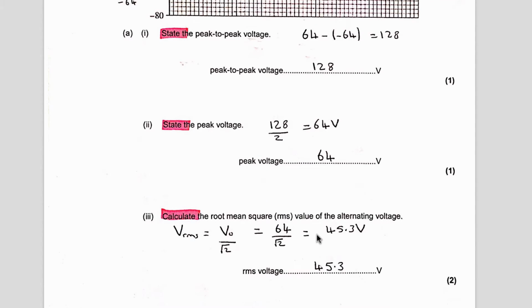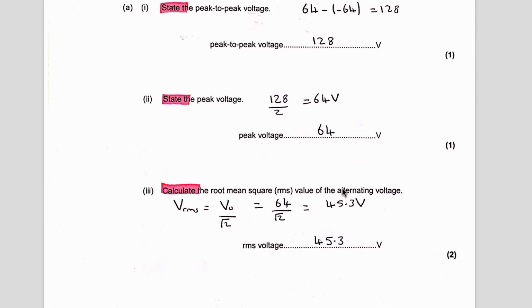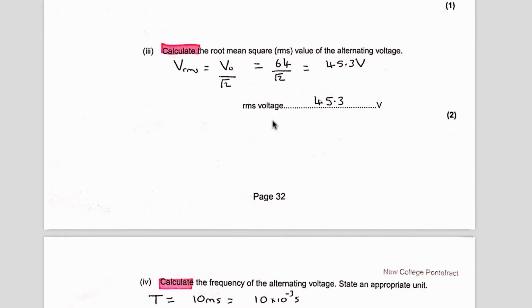We're then asked to calculate the root mean squared value of the alternating current. So root mean squared voltage is equal to the peak voltage divided by root 2. We've just worked out the peak voltage in the last part of the question, which was 64 volts. We divide it by root 2, and to 3 significant figures that gives us 45.3 volts. So you get 1 mark for using the equation and putting the numbers in correctly, and 1 mark for the right answer.